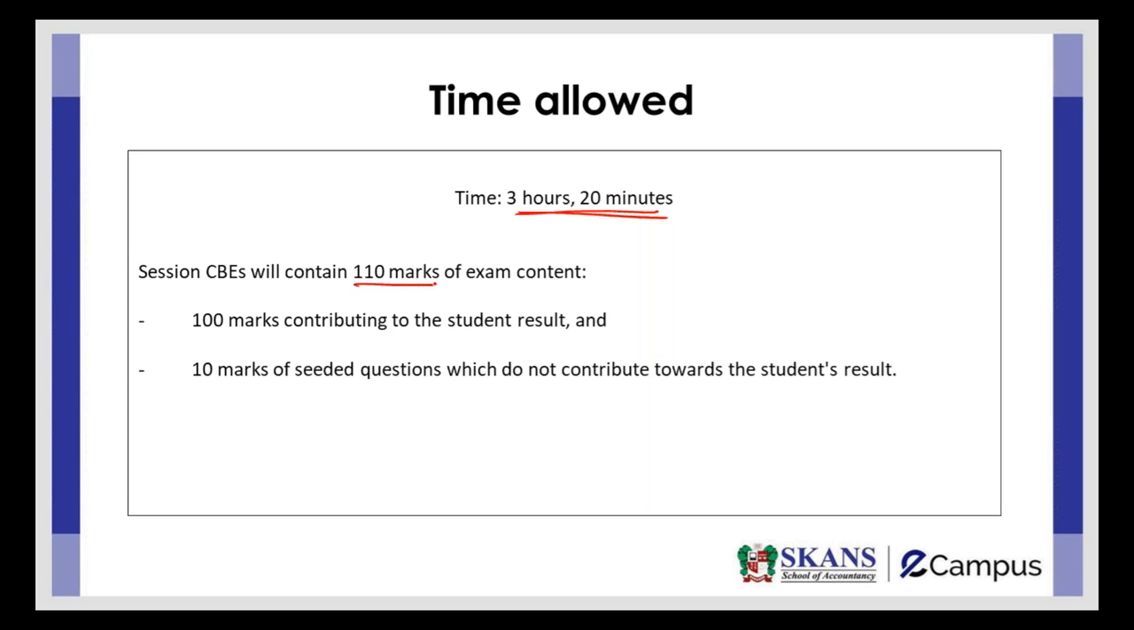You must be aware that for your session CBEs, the exam is going to be for 110 marks. 100 marks will contribute towards your result. The remaining 10 marks are seeded questions which will not be marked. In an exam, you will not know what the seeded questions are, but for F8, they will be in section A. So your section A will be actually for 40 marks. You will be attempting all 40, but the marking will be done for 30 of those marks, and you will not know which of the questions are being marked.